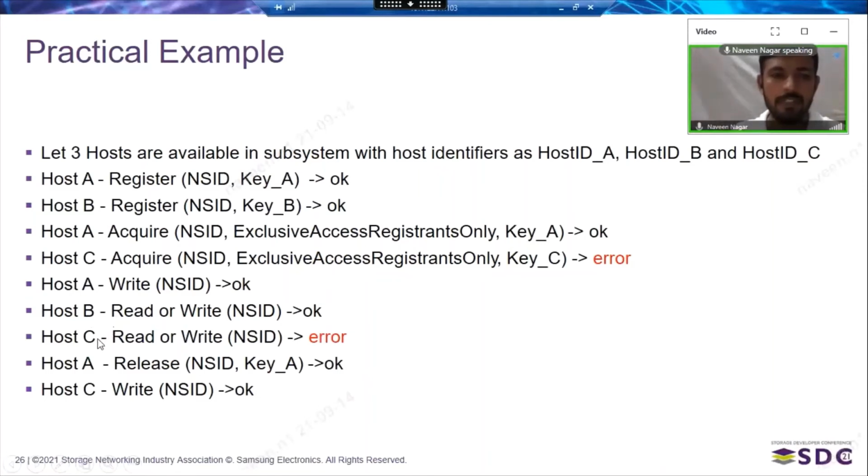But let us say now host C wants to perform read or write operations. We have seen that host C is not a registrant, so the QEMU device will return an error, that is reservation conflict. After that, host A releases the reservation on that particular namespace. And now host C wants to perform write operations. In that case, the write operation will be successful because the reservation is not acquired by any of the hosts.